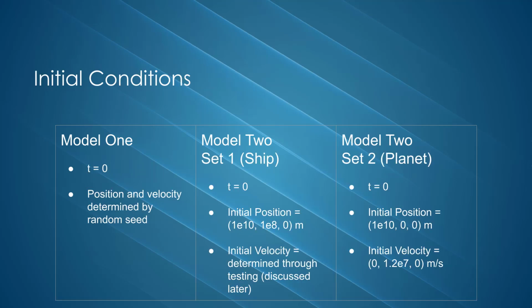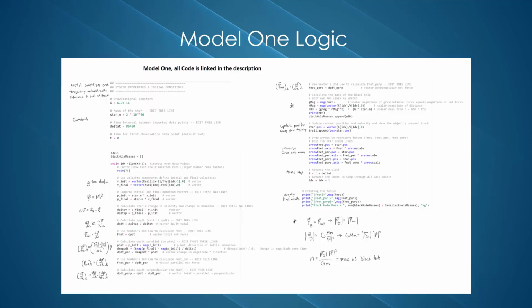In Model 1, the initial position and velocity are determined by a random seed. In Model 2, our initial position is determined by the orbit radius and the radius of the planet, which are 1e10 and 1e8 respectively. For the ship, the initial velocity is determined through testing, which we will discuss later. And then for the planet, the initial velocity is 1.2e7 in the positive y direction.